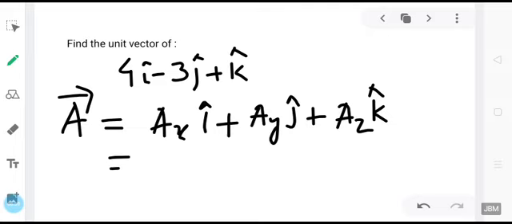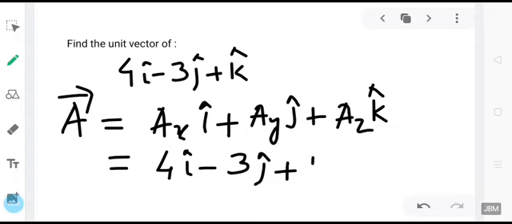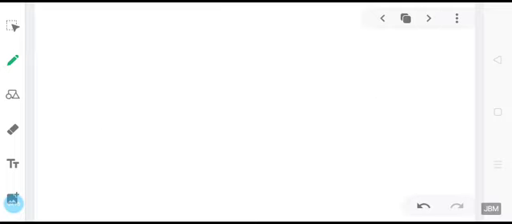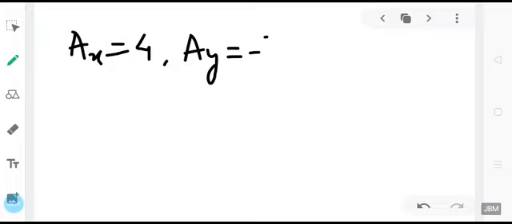Let us equate it with the given vector, that is 4i cap minus 3j cap plus k cap. So we can easily compare. So on comparing, we get AX equal to 4, AY equal to minus 3 and AZ is equal to 1.